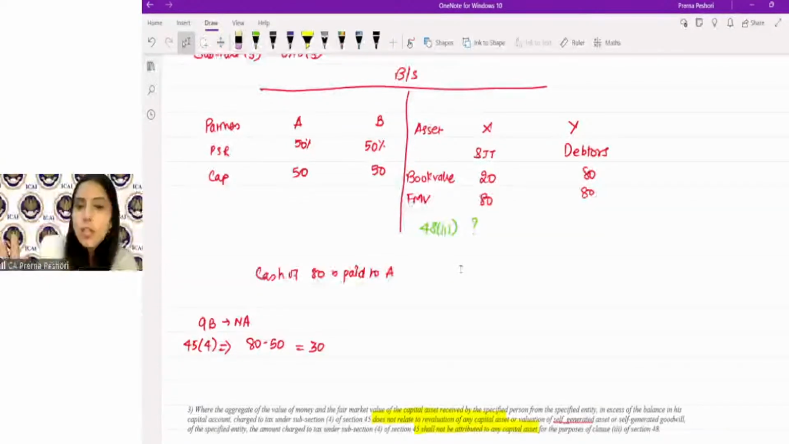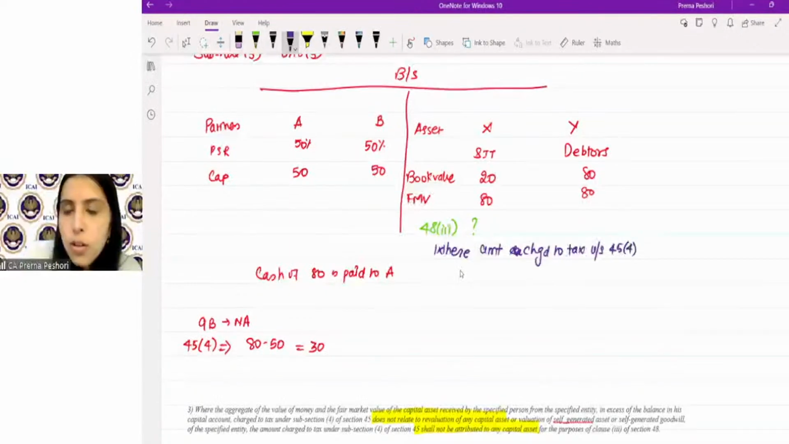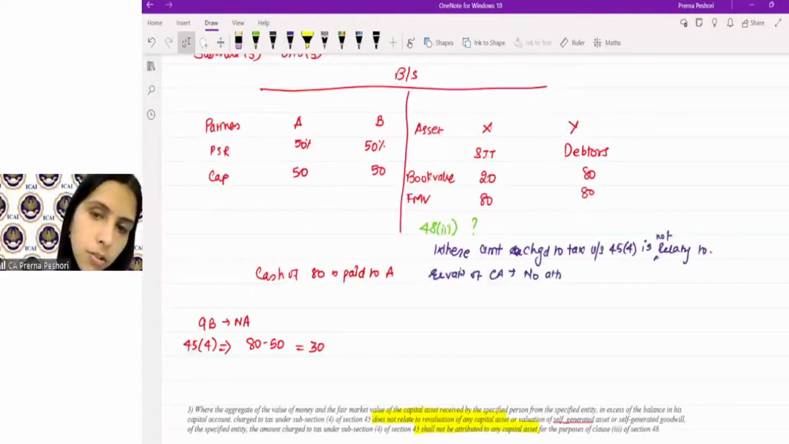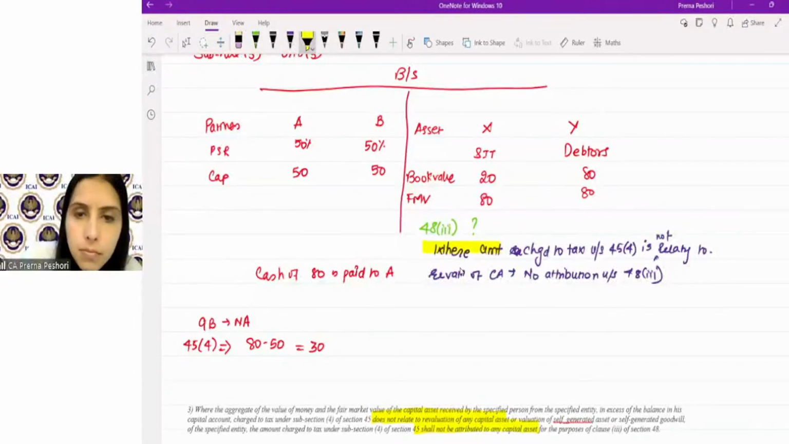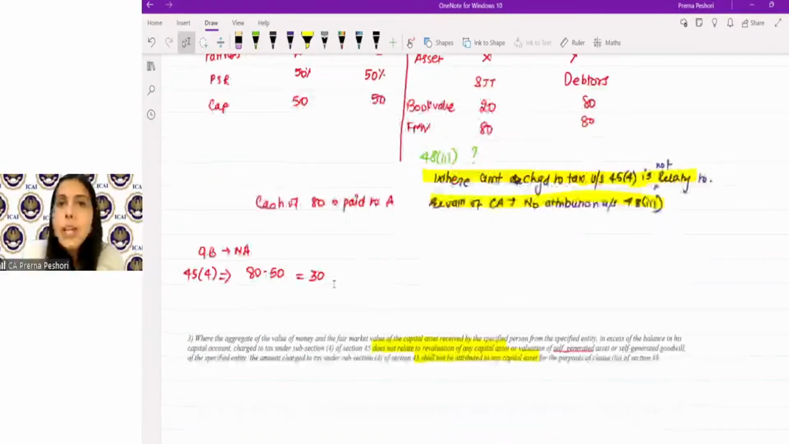Is stock in trade a capital asset? Answer is no. So where amount charged to tax under section 45(4) is not relating to revaluation of capital asset, no attribution under section 48(3). No attribution under section 48(3). Are we clear? Clear? So if it is not relating to capital asset, then no attribution. Because here it is stock in trade, there will not be any attribution. Clear?